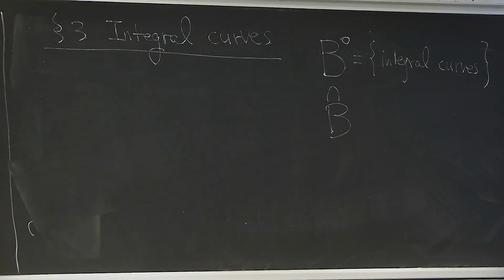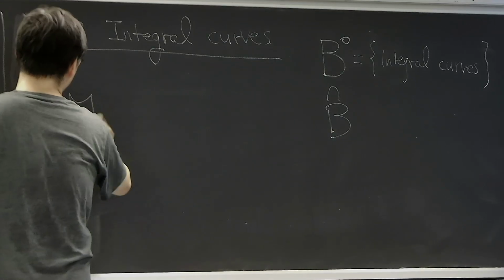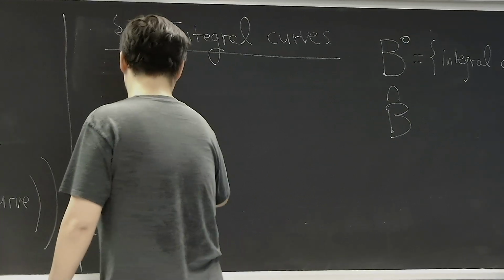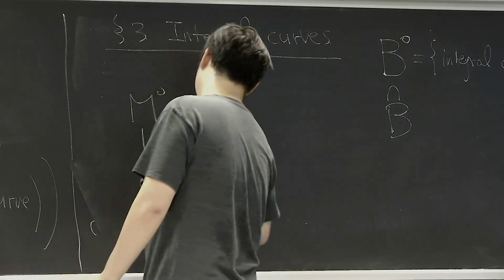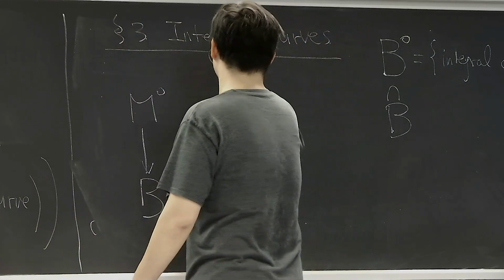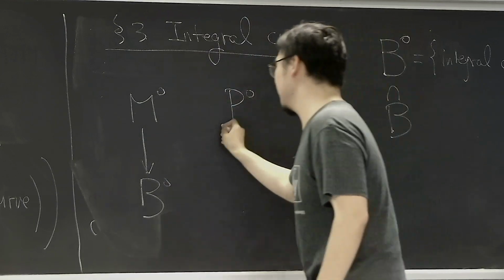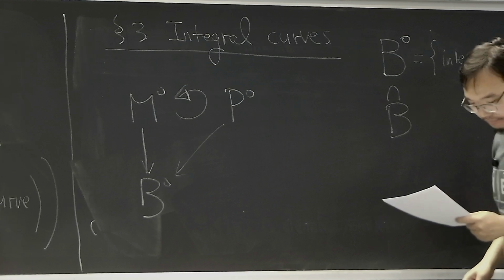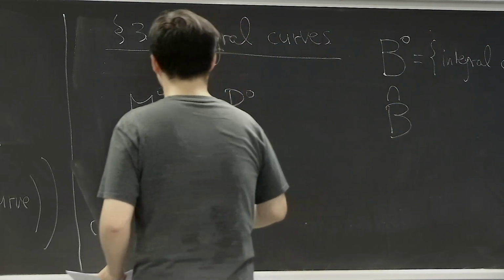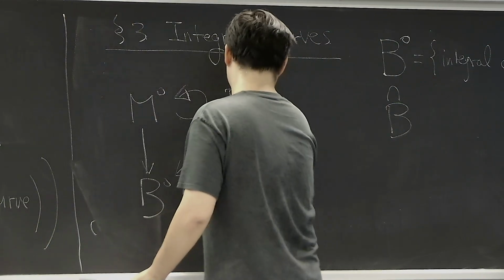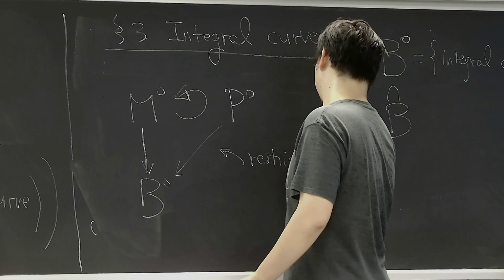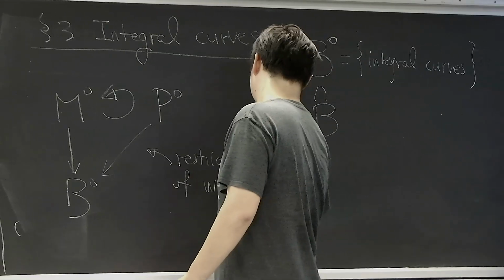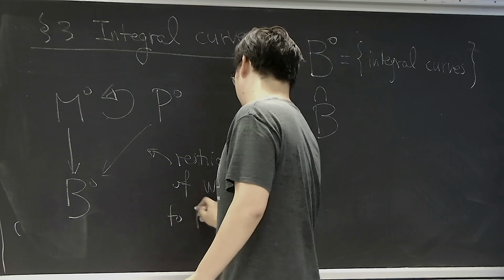And now we restrict our weak abelian fibration, so M0 is the pullback of the family over the integral locus. And then you can also restrict your group scheme over the integral locus, where it has an action. This is the restriction of the weak abelian fibration above to B circle.